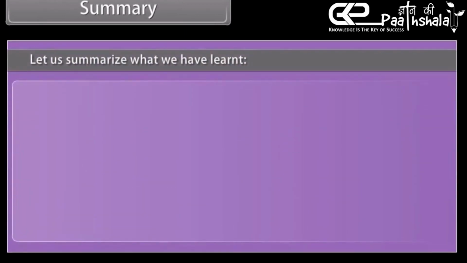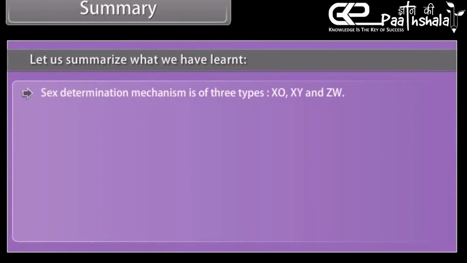Summary. Let us summarize what we have learnt. Sex determination mechanism is of 3 types: XO, XY and ZW. Human beings follow XY type of sex determination.